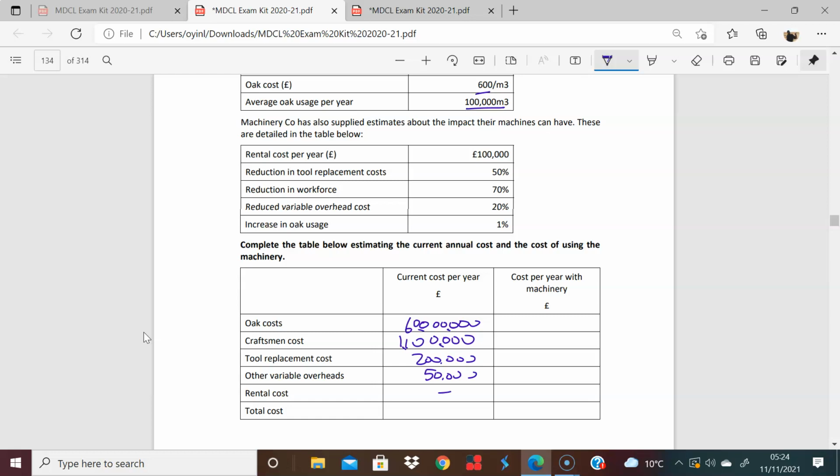So 60 million, I'm just getting my calculator right. 60 million plus 1.1 million plus 200,000 plus 50,000 is 61,350,000. Right. So that's where we are.